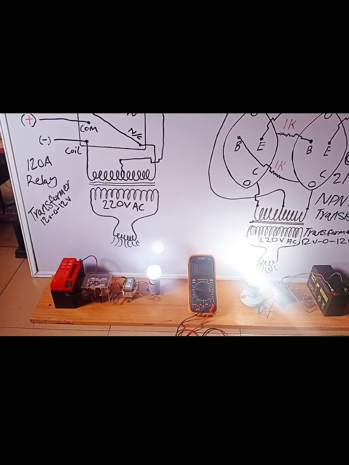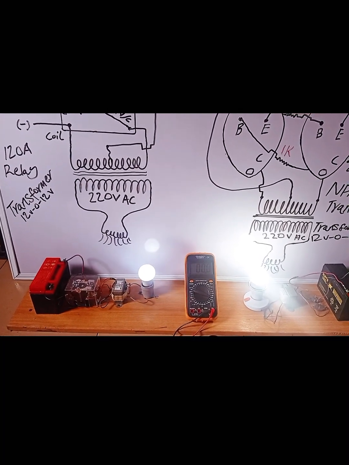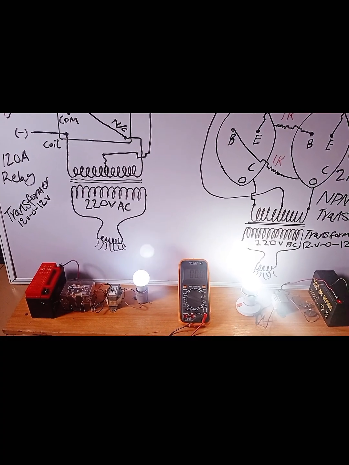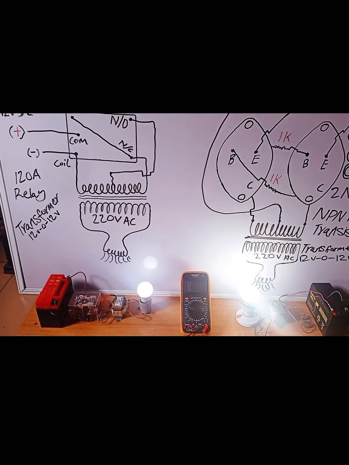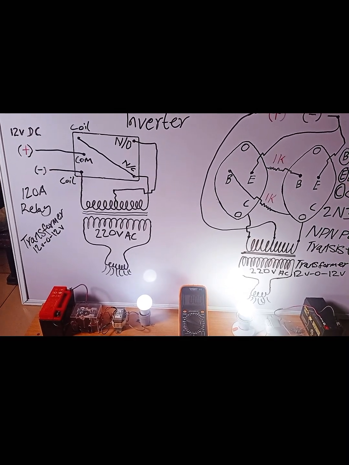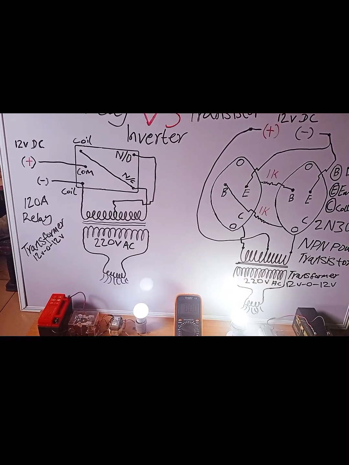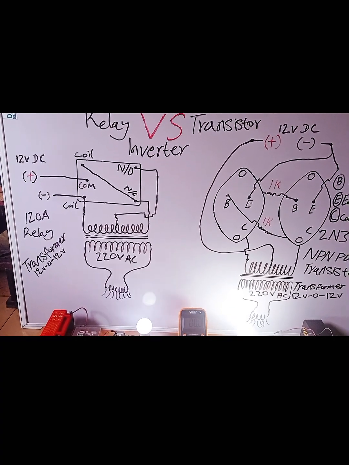I'm testing two popular inverter designs, the relay inverter and the transistor inverter. They both convert DC to AC. They both power devices, but one of them is secretly wasting a lot of energy. On my left is the relay inverter circuit diagram, and on my right is the transistor inverter circuit diagram.